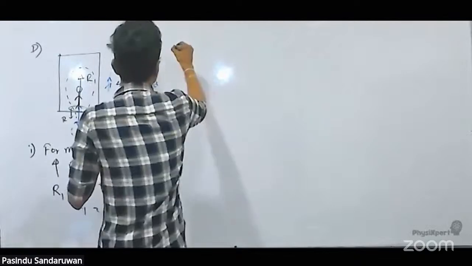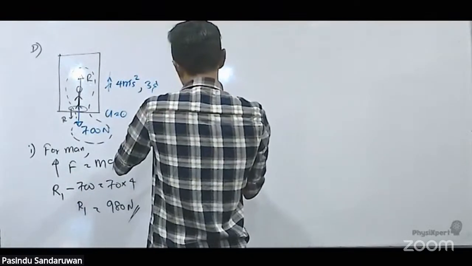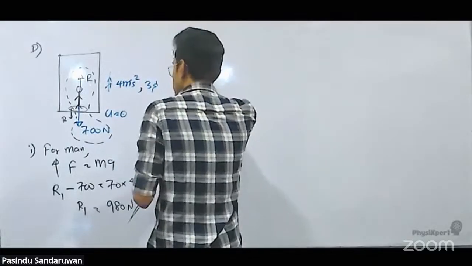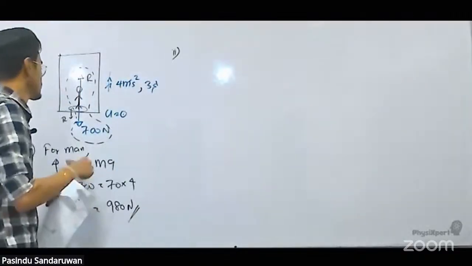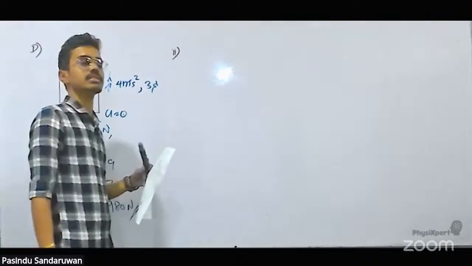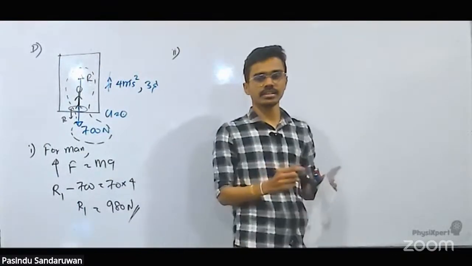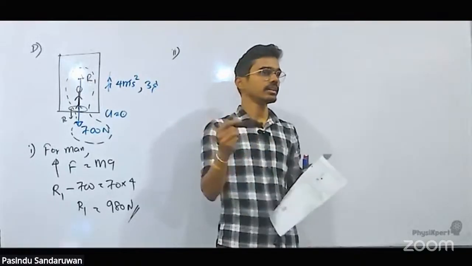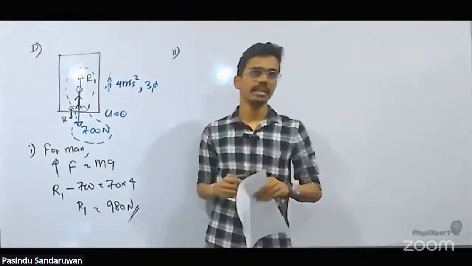Second one. Find the displacement of the elevator during the period of acceleration. If you need to find displacement, first tell me which type of motion this is. What is the type of the motion? Linear. Then apply a linear motion equation.